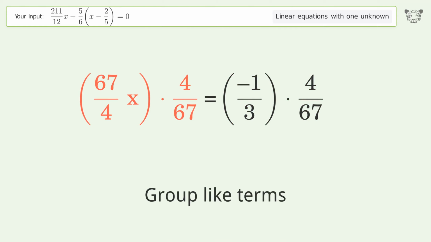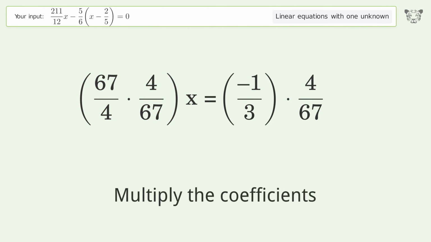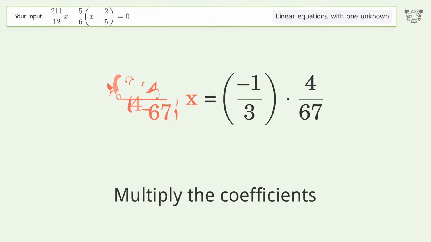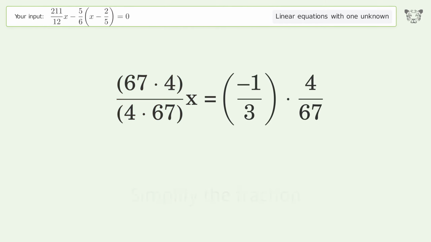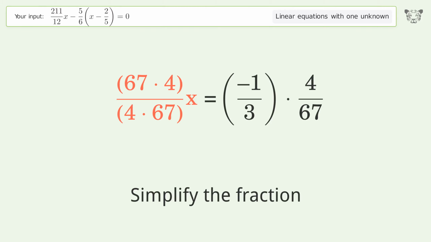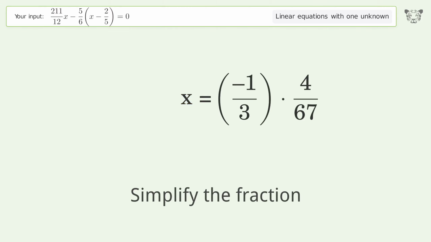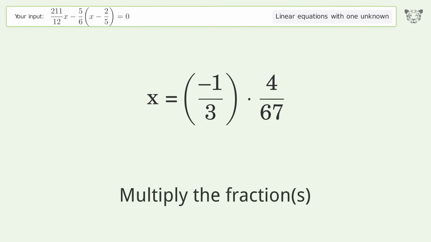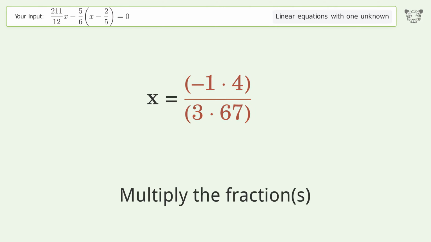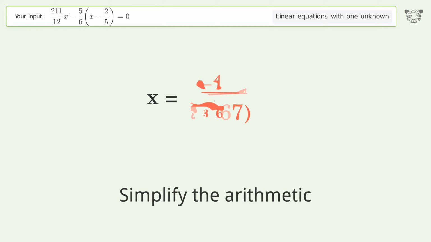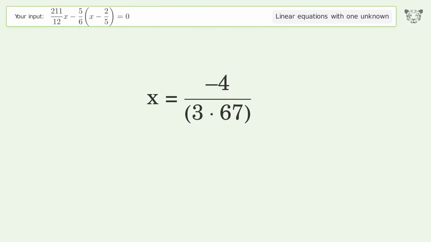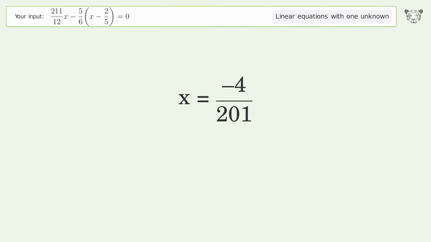Group like terms. Multiply the coefficients. Simplify the fraction. Multiply the fractions. Simplify the arithmetic. And so the final result is x equals -4/201.